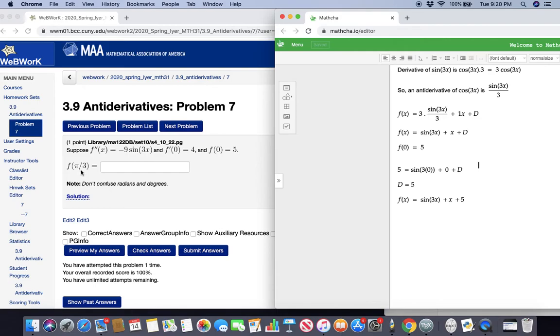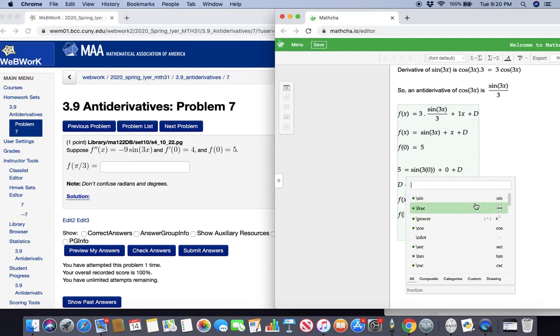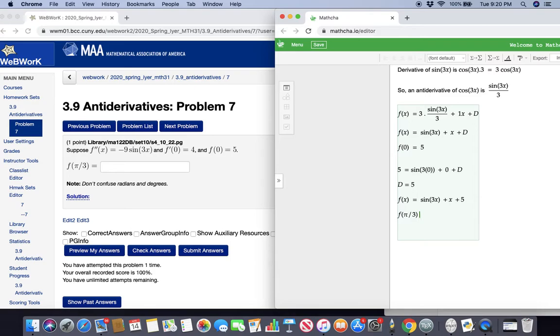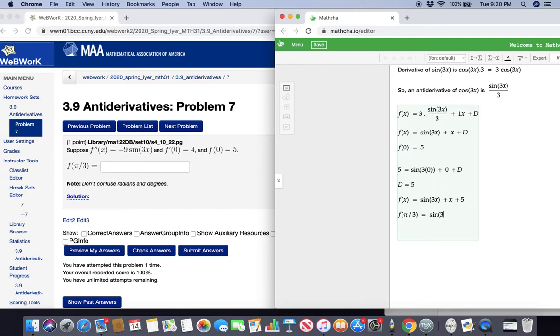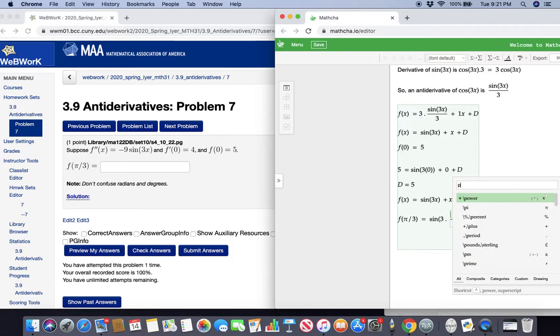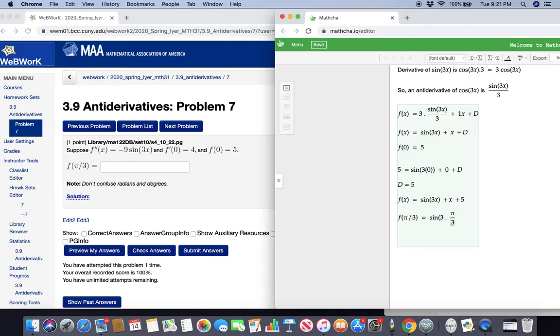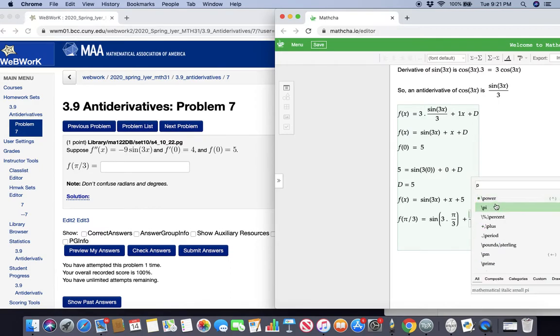Okay. Finally, I want to find f of pi over 3. What will I do? So f of pi over 3 equals sine of 3 times pi over 3, you see, fraction pi over 3, plus pi over 3 plus 5.